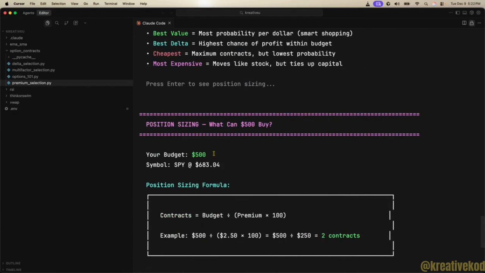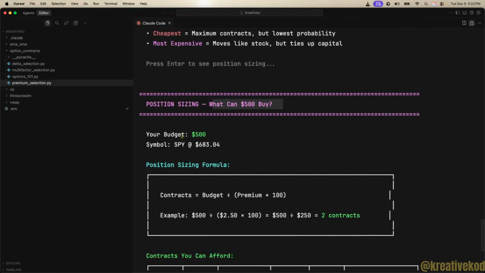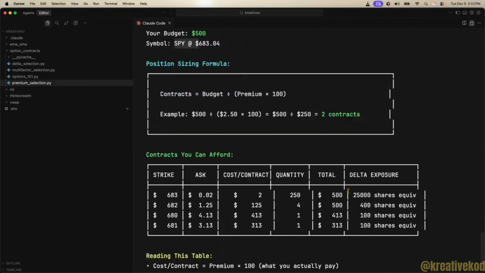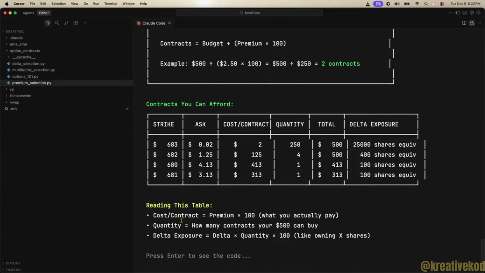All right, position sizing, what you can buy for 500. You have a budget of 500. SPY is the S&P 500. Contracts equal the budget divided by the premium times 100. So we can buy 2 contracts. So this is what we can afford. So reading this table, the premium is what you actually pay, times the quantity, right? It equals 25,000 shares. If we're buying 125, 4 contracts, 500, 400 shares, right? 413, we could buy 1, and then 100 shares. And if we're at 313, we're going to buy 100 shares equally, all right?